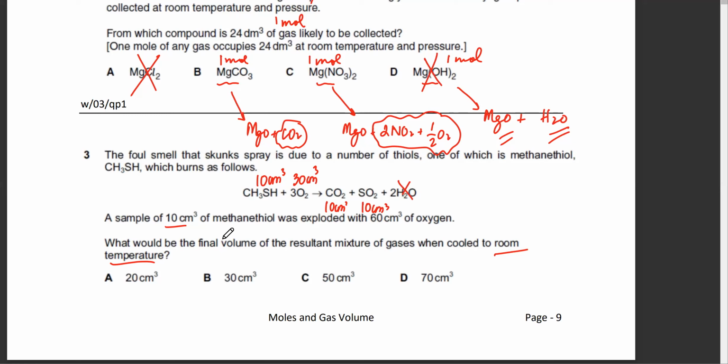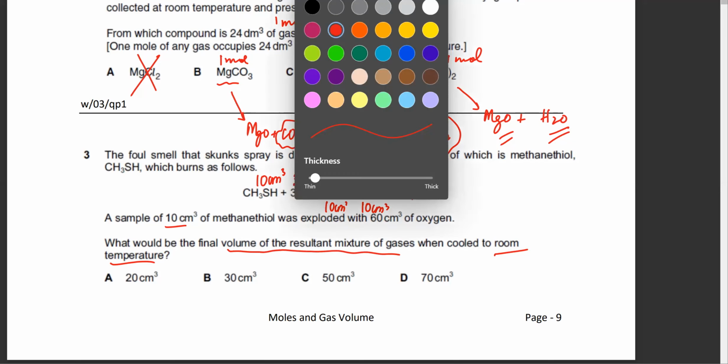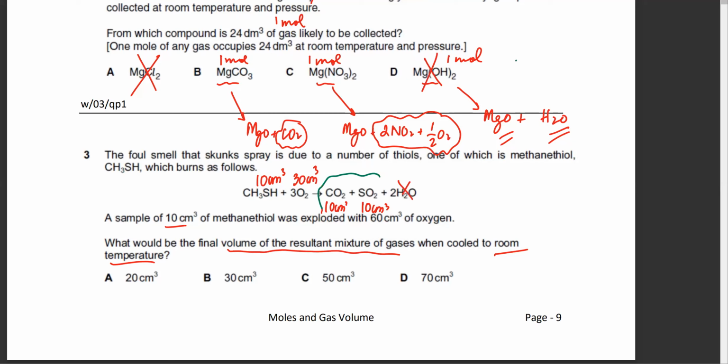So what is the final volume of the resultant mixture of gases? He's only asking for the gases. So what is the final volume? First thing, how many products do you have? There are 20 cm cube of products formed, right? 10 would react with 30, so that's gone. 10 would react with 30 and produce 20 cm cube of products, right?